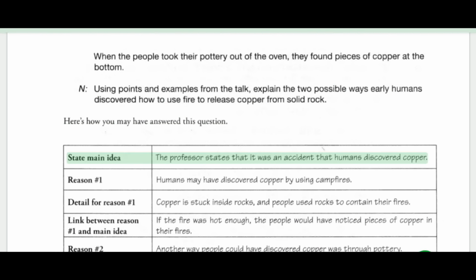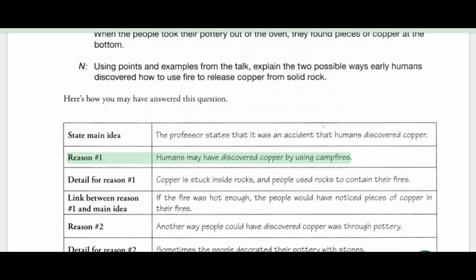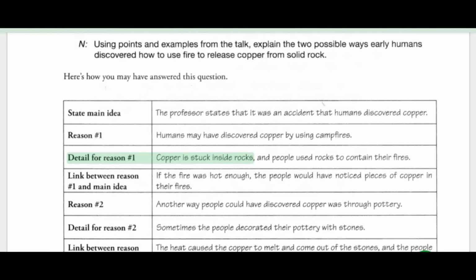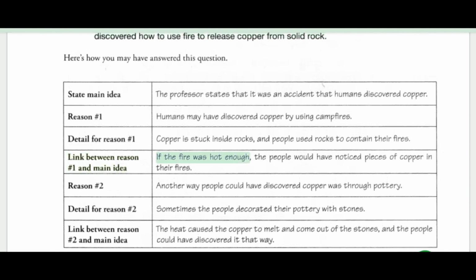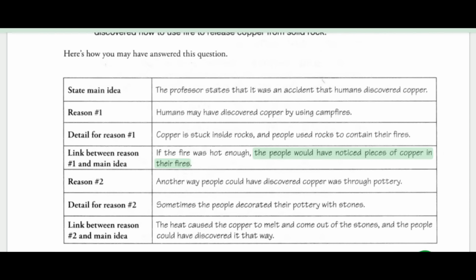State main idea. The professor states that it was an accident that humans discovered copper. Reason number 1. Humans may have discovered copper by using campfires. Detail for reason number 1. Copper is stuck inside rocks, and people used rocks to contain their fires. Link between reason number 1 and main idea. If the fire was hot enough, the people would have noticed pieces of copper in their fires.